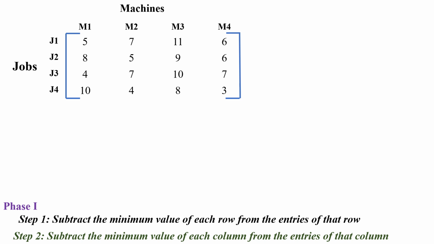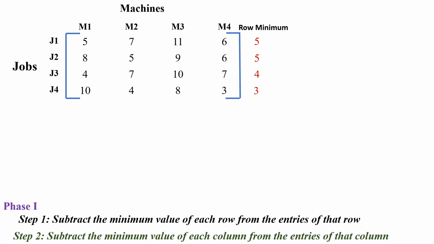First we will go for the row reduction by subtracting the minimum value of each row from the entries of that row. Then determine the minimum value of each row of the assignment matrix. In the first row, the minimum value is 5. In the second row, the minimum value is 5. In the third row, the minimum value is 4. And in the fourth row, the minimum value is 3.